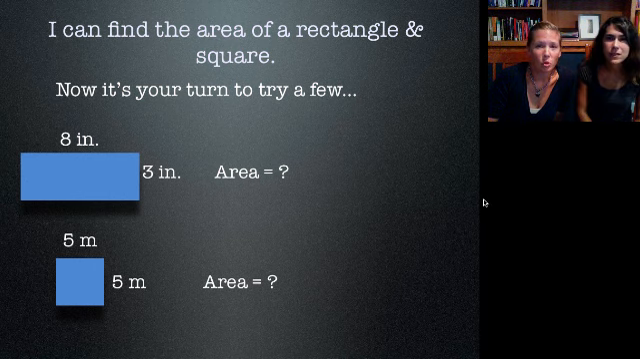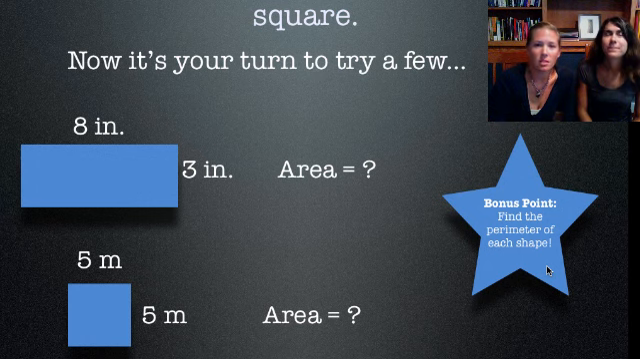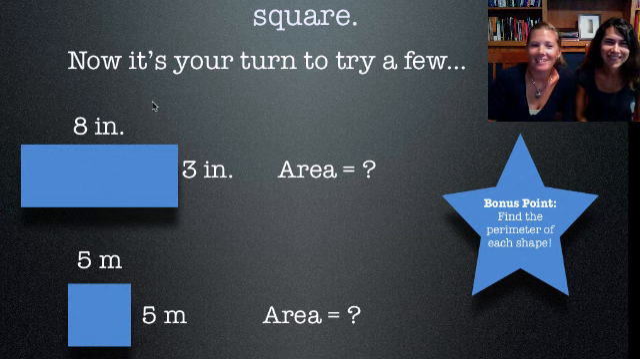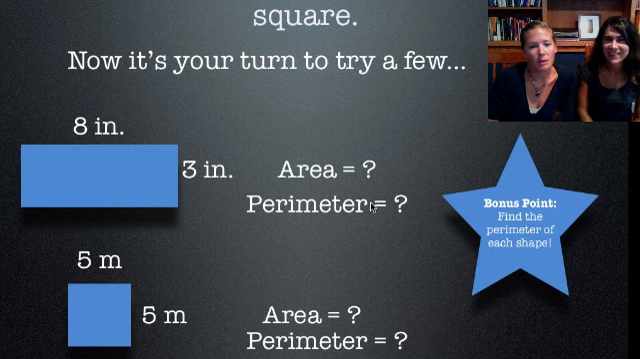And for a gold star today, find the perimeter of those shapes too. Think back to what we did in the last video. You're going to have to apply what we learned before. I know. It's shocking, right? So for your bonus, find the perimeter of both shapes too. And remember, not all the dimensions are given to you. So think about what we talked about last time.